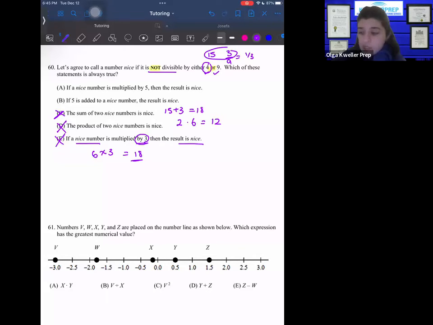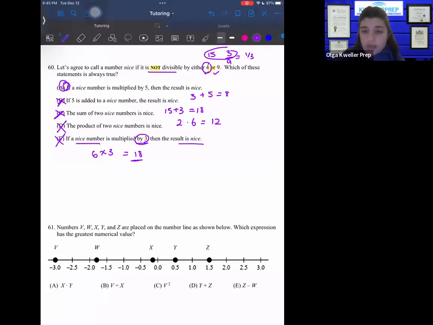Then, 5 is added to a nice number. So let's think of a nice number. Let's say 3. 3 is a nice number, and then we add 5, but then we get 8, which is not nice because it's divisible by 4. And then by process of elimination, the answer is A.